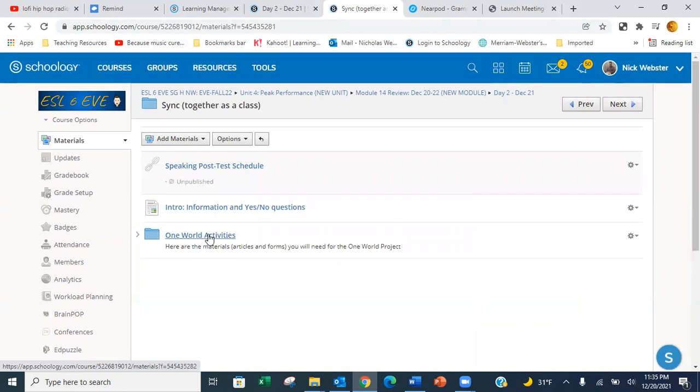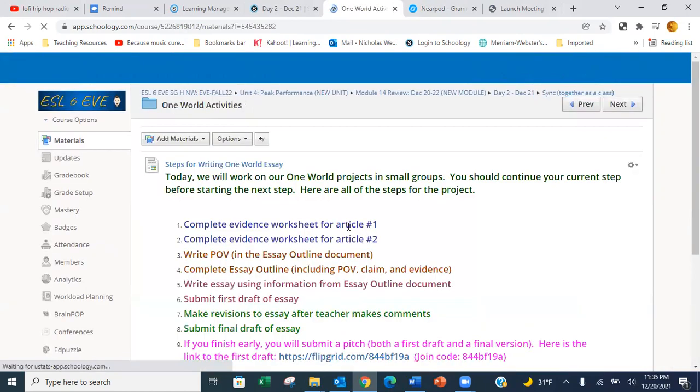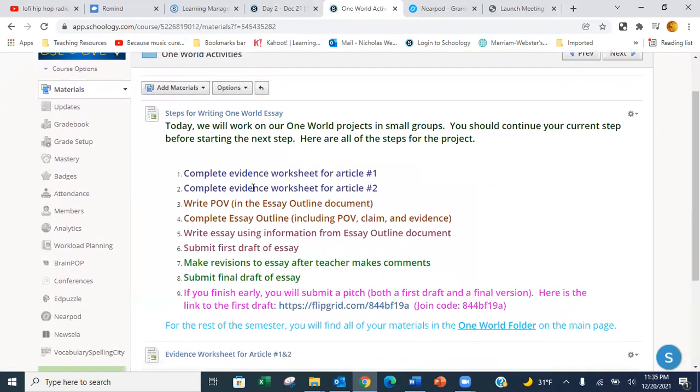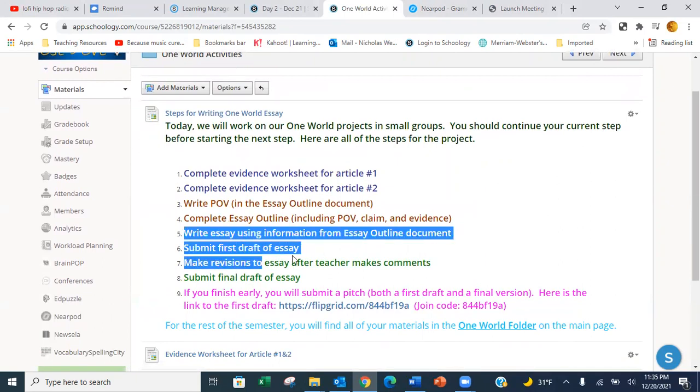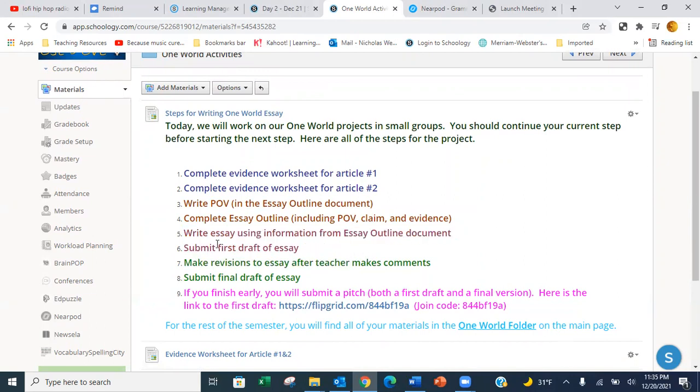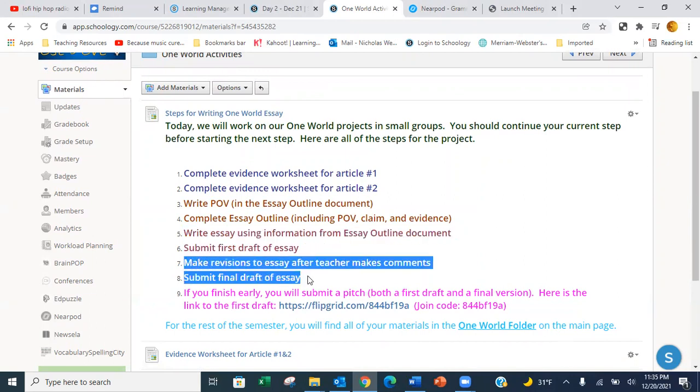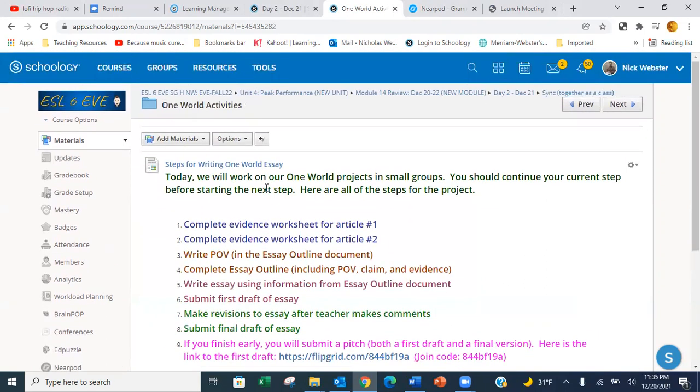Here for the one word activities, we'll pick up where we left off last time. Okay, so you're trying to get closer to writing the essay and submitting a first draft. After I send you the revisions, you will rewrite it and submit the final copy to me. That is the final sync activity for today.